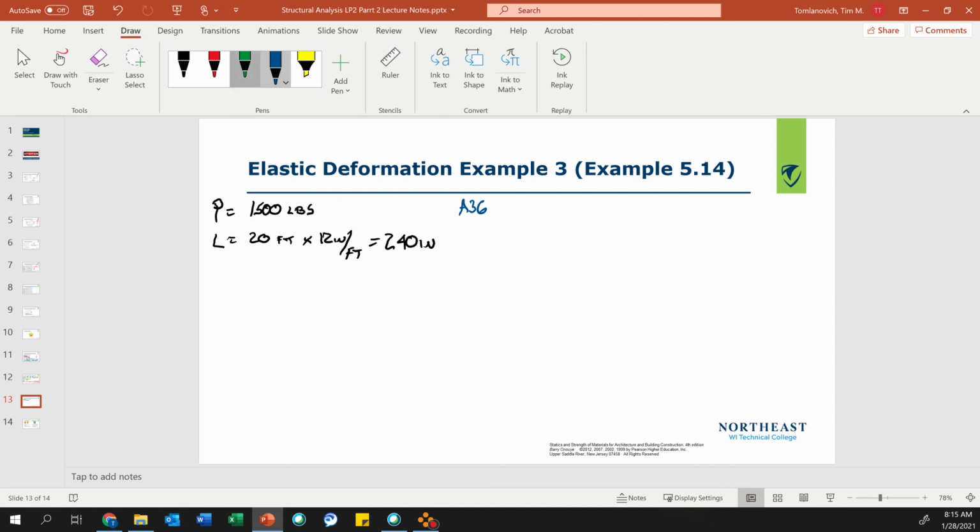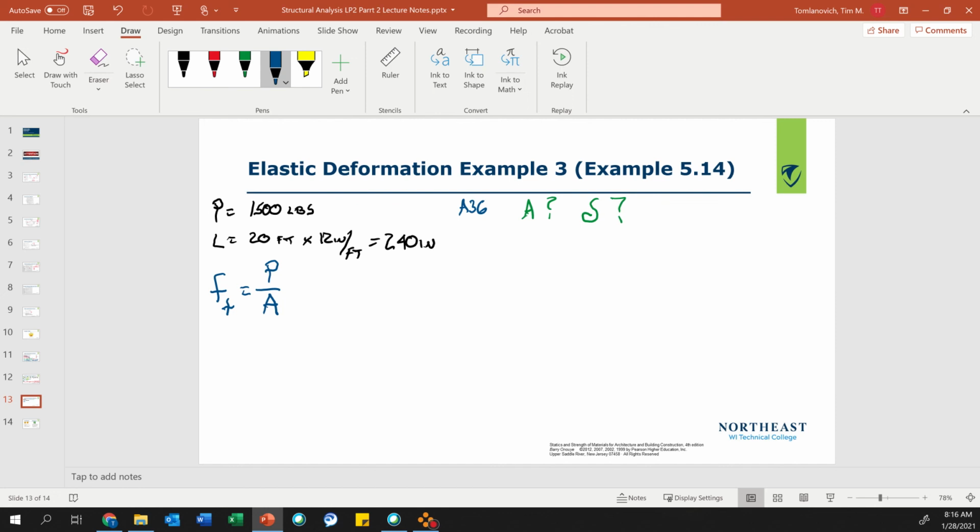Okay. So it's asking us to find, first, the area to hold 1,500 pounds, that's 20 feet long, and then it's asking us to find the resulting deformation. Those are the two things, okay? So, knowing stress, and T stands for tension, we're not talking about shear stress, we're just talking about normal stress or unit stress, equals P over A. Okay?